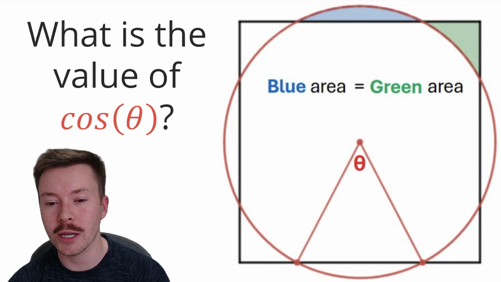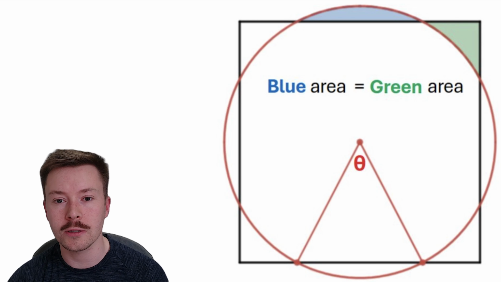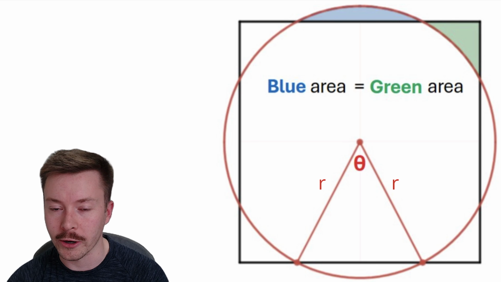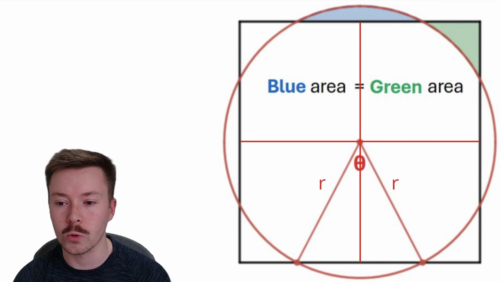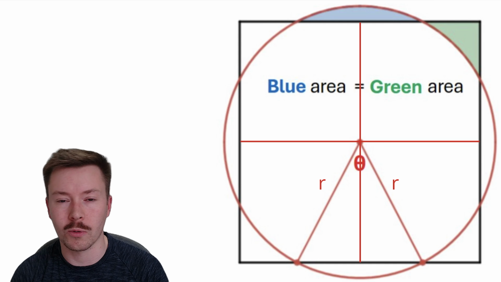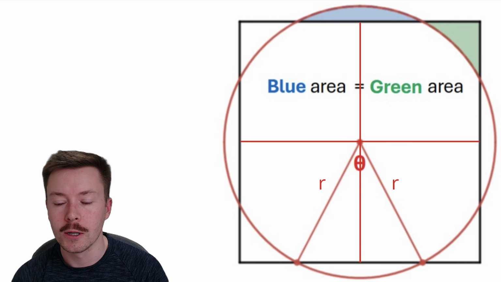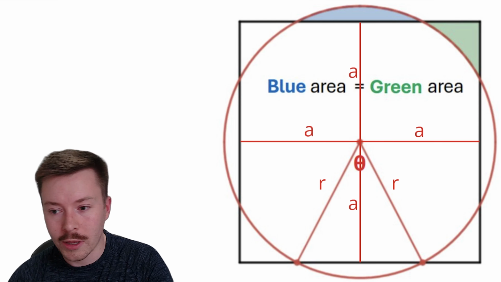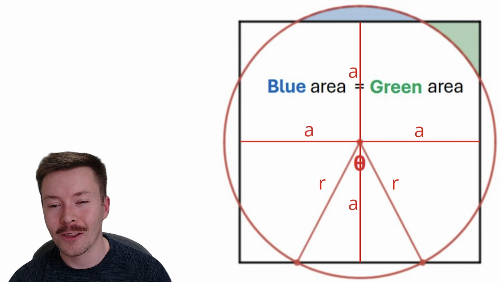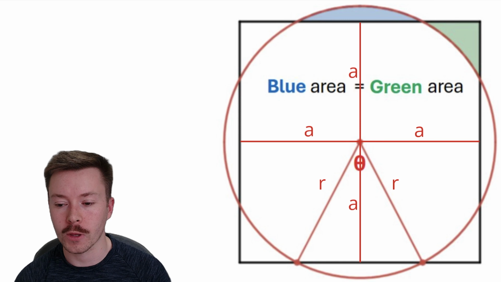Okay, so the first thing I would do here is start to introduce some lines and label the radii. I'm going to introduce these lines. So this is going from the center to the perpendicular lines, basically the width and the height of that square. Now I'm going to call them a. That gives you a total width or length of the square of 2a.